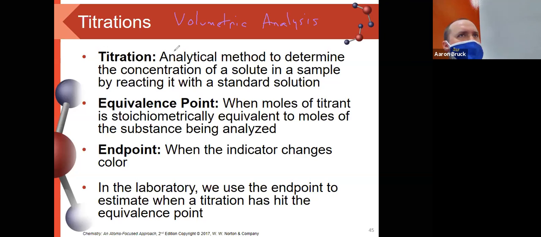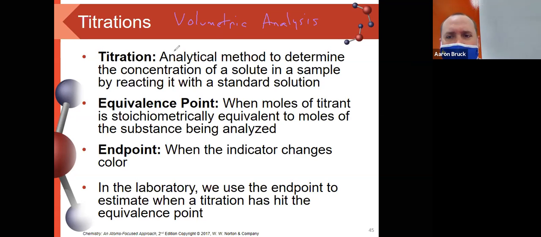This is different from gravimetric analysis, which, if you remember the empirical formula lab that we did about a month and a half ago, that empirical formula lab focused all on weight and on mass differences to figure out, okay, how much copper do I have? How much sulfur do I have? Or whatever the case may be. Here we're using volumetric differences, and that's why this is called a volumetric analysis.